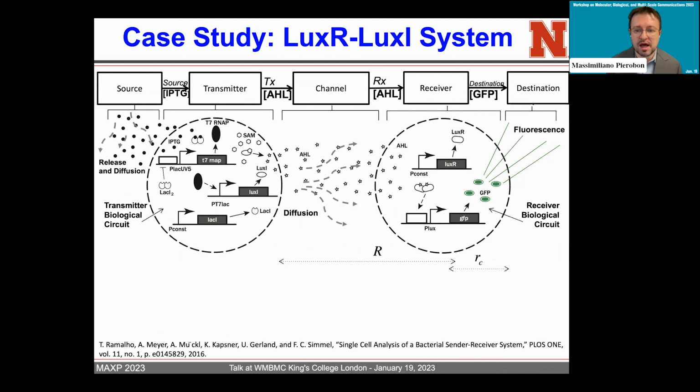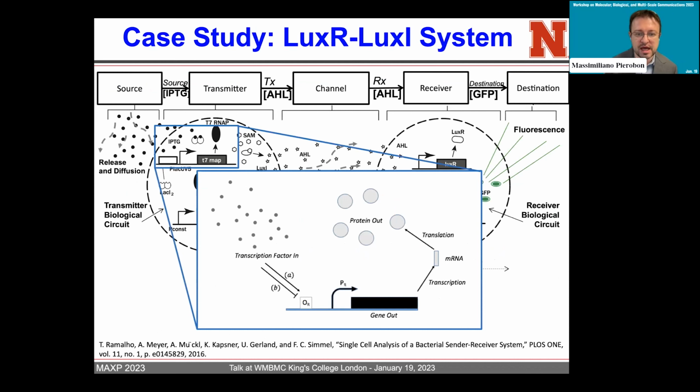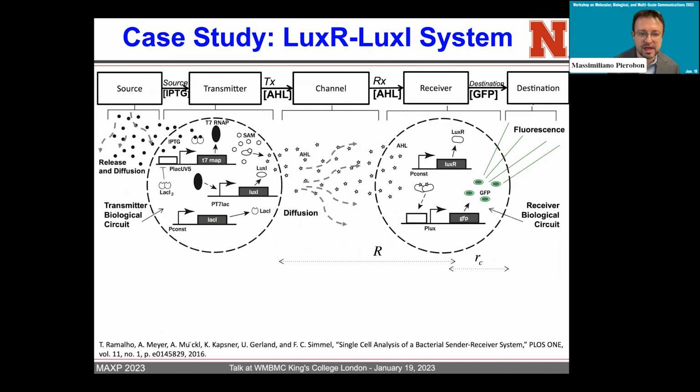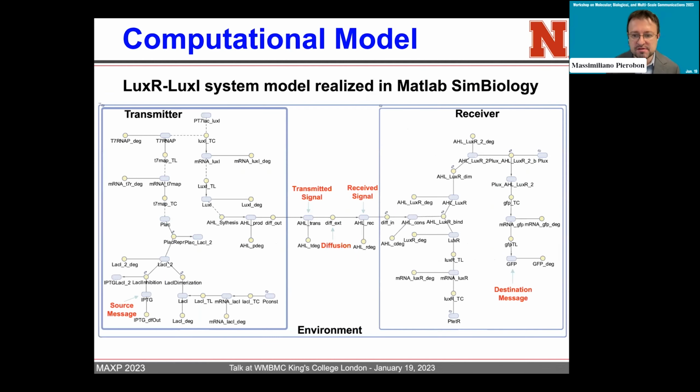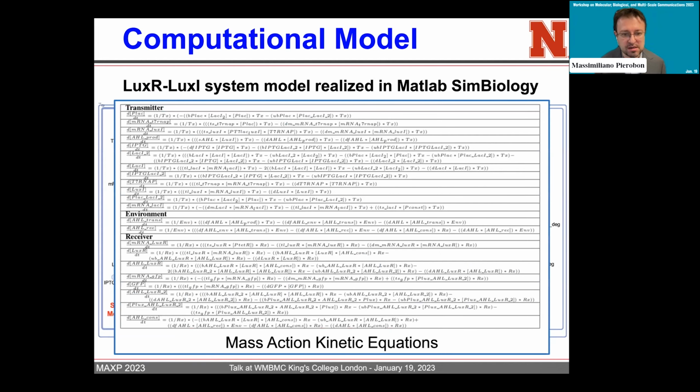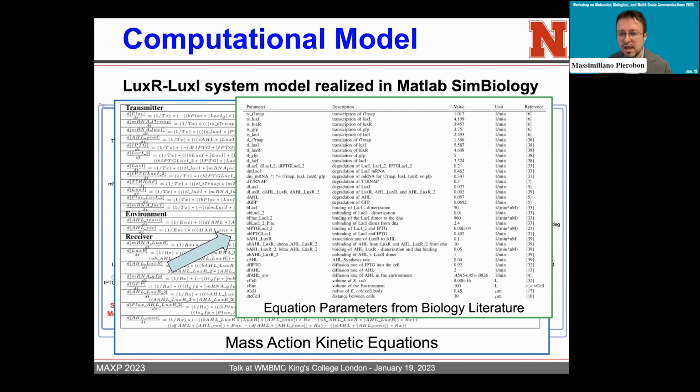We used a model from biology for which we actually had all the chemical reaction rates. And so we could build a simulation-based analysis using MATLAB SimBiology. Here is the system model. Here are all the equations that we used. And here are all the parameters that we took from different literature. I'm sorry, I don't have them listed, but each one of the references corresponds to a paper.